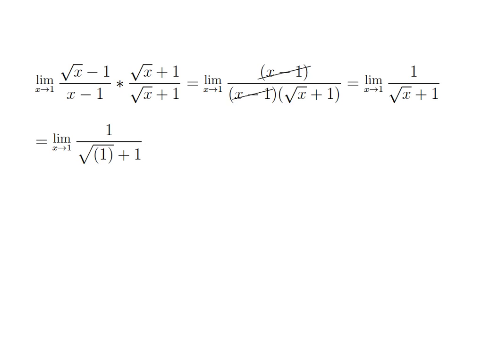Now we can put in 1 for x, and we have 1 over the square root of 1 plus 1, which is equal to a half. So therefore, the limit of the square root of x minus 1 divided by x minus 1 as x approaches 1 is 1/2.